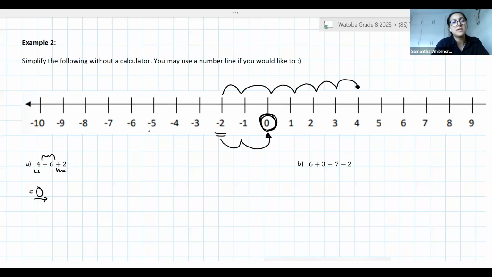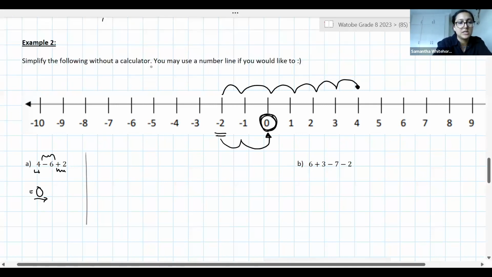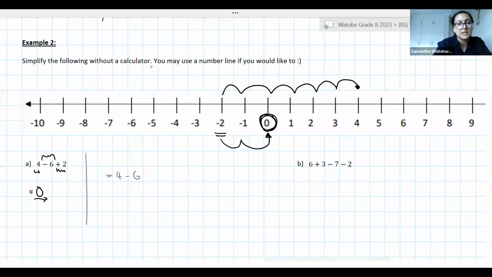Now, you don't have to do it like that. If you want to, you can leave out the number line entirely and just do this step by step. So we've got 4 minus 6 plus 2. If we start with 4 minus 6, we know we have negative 2, and then we've still got the plus 2. And we know that when we add something to itself as the negative, or if we subtract something from itself, we end up with 0.